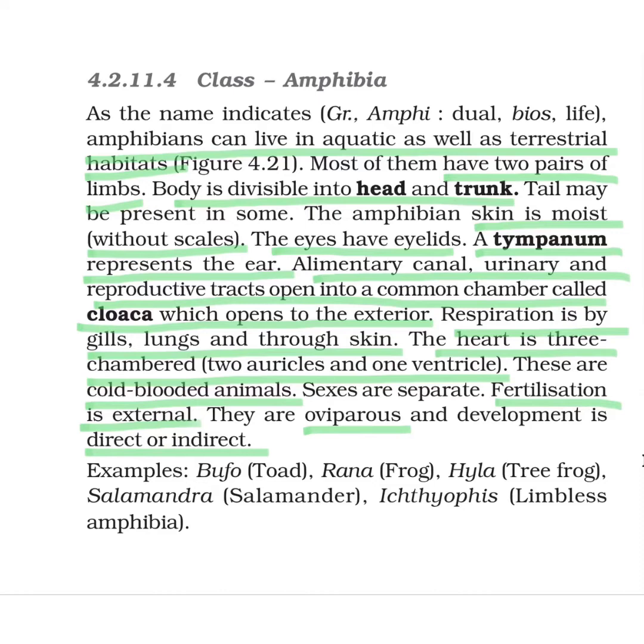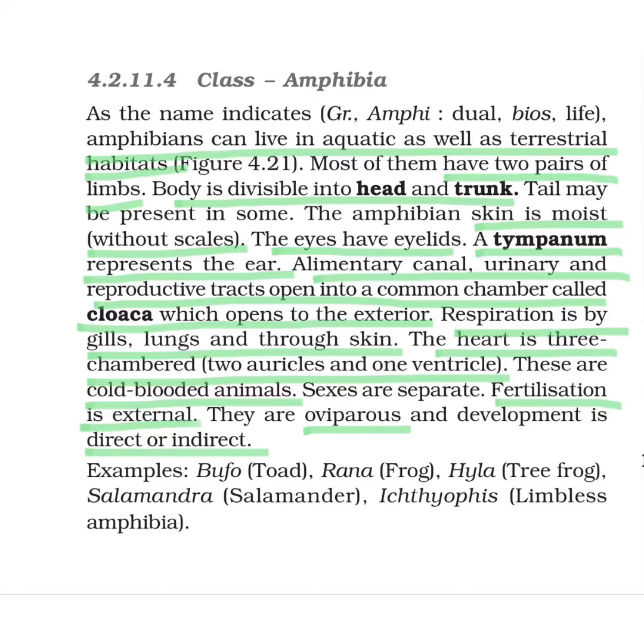Tetra means 4 and poda is related to limbs. So the group will have 4 limbs, the anterior one known as forelimb and the posterior one known as hind limb. In this way, first we are going to start with class Amphibia.